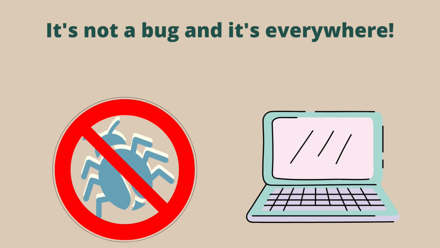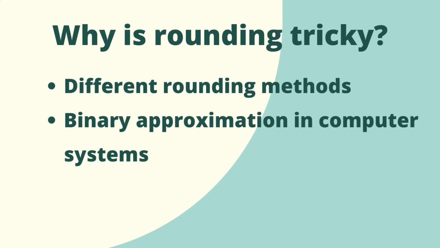You can observe it in all languages that support your hardware's floating point arithmetic, although some languages may not display the difference by default. So, in a word, rounding could be trickier than you think. A computer language can use a different rounding method, or the rounded number could be unexpected due to binary approximation.